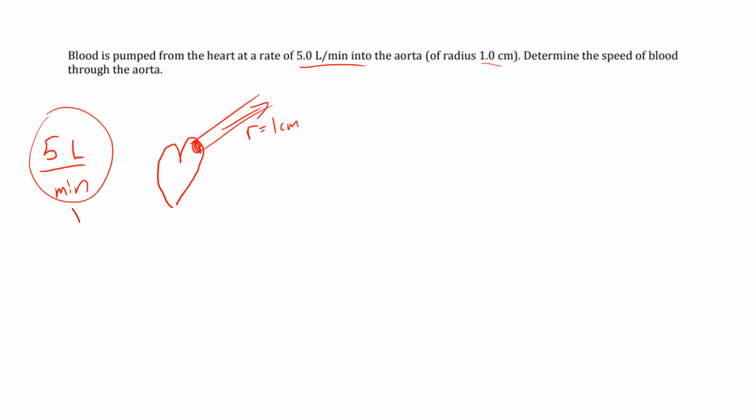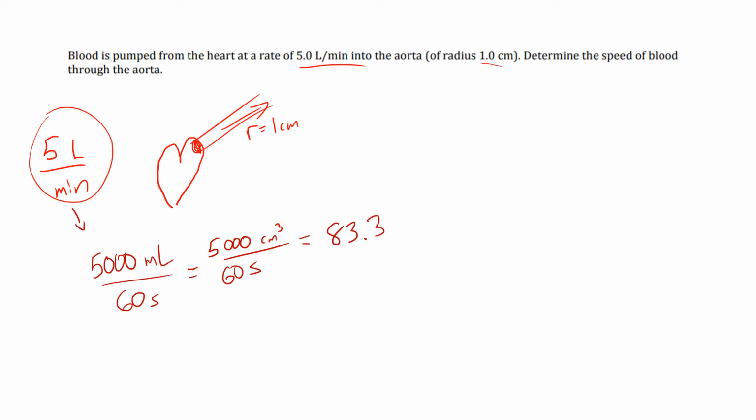So we're going to take this guy, do some converting here. Do you remember milliliters? I hope so. So this is 5,000 milliliters per 60 seconds. Right? Do you remember that? Anyways, so 5,000 milliliters is the same thing as 5,000 cubic centimeters per second, or per 60 seconds. All right, so combine that all together, we're going to get 83.3 cubic centimeters per second. So this is the flow rate here.